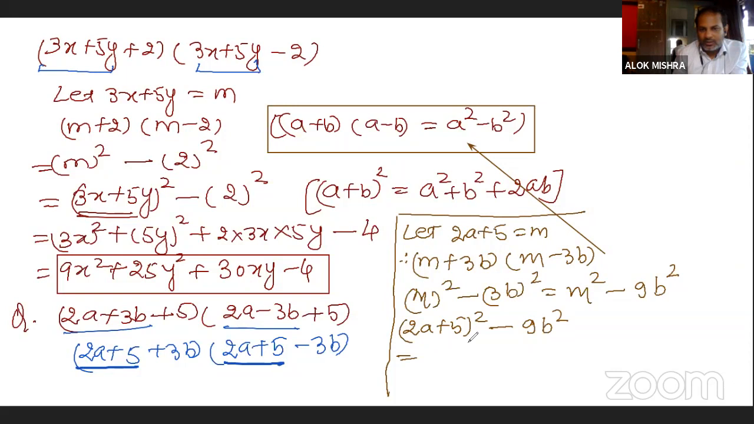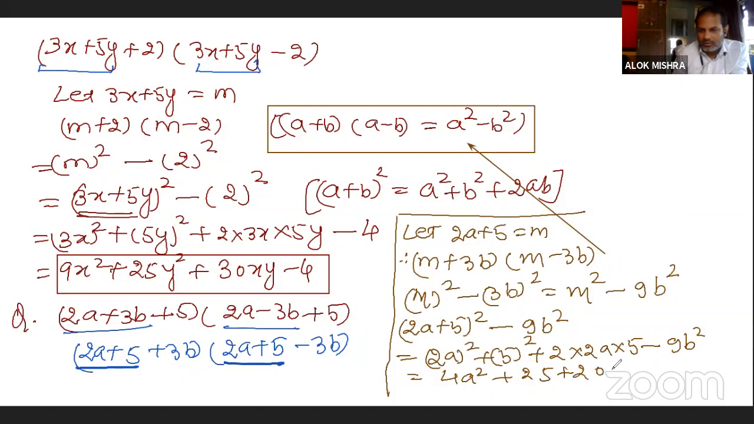And again, let me expand this with the formula a plus b the whole square, which is equal to a square plus b square plus 2ab. So what do I get? I get 2a the whole square plus 5 the whole square plus 2 into 2a into 5 minus 9b square, which is equal to 4a square plus 25. 2 2s are 4, 5s are 20. So this is plus 20a, and minus 9b square.